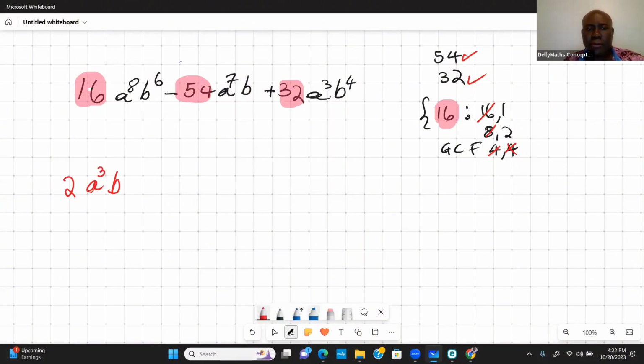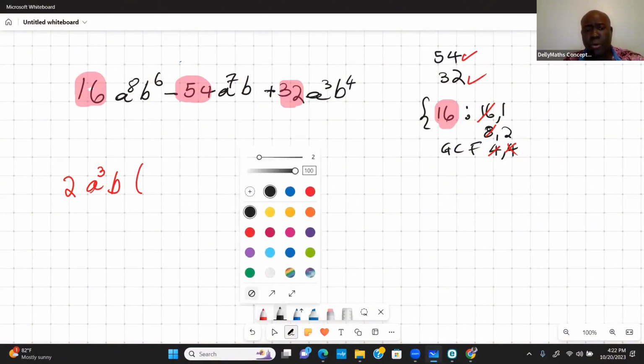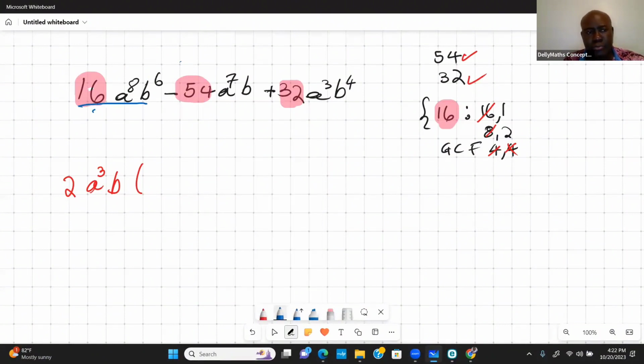Let's look at our B. We have B to the 6, then there's just a B, and then there's a B to the 4. If you do not see a power, that means this is 1. So then we're suggesting that B is okay as is. B to the 1 is the same as just saying B. At this moment, we're going to open a parentheses because we're going to divide throughout, right? We are going to divide every term by 2A to the third B. Let's take a look.